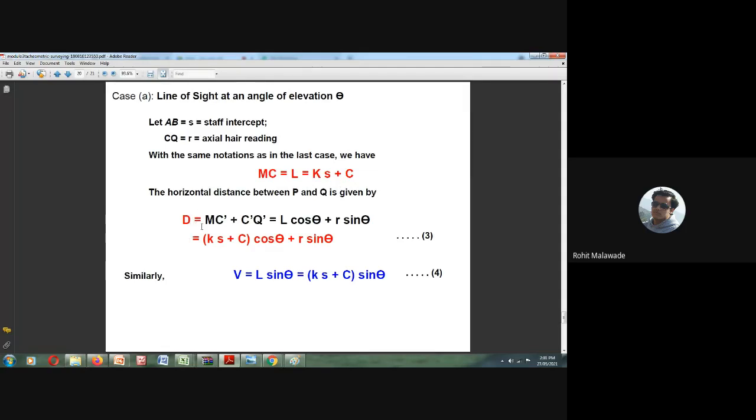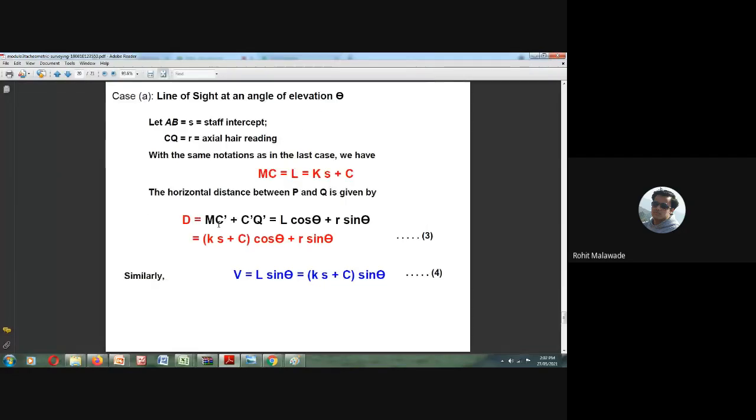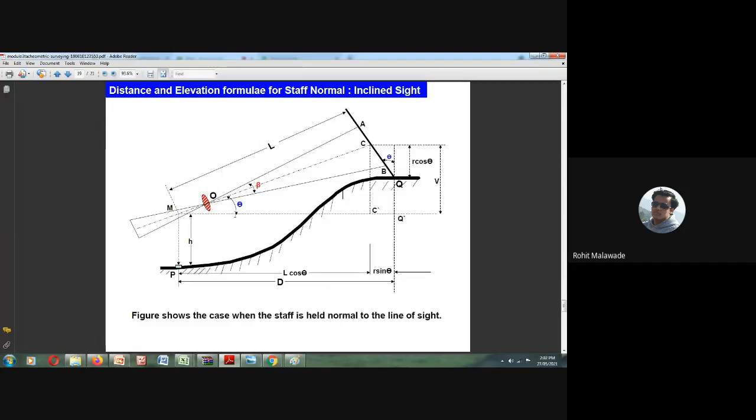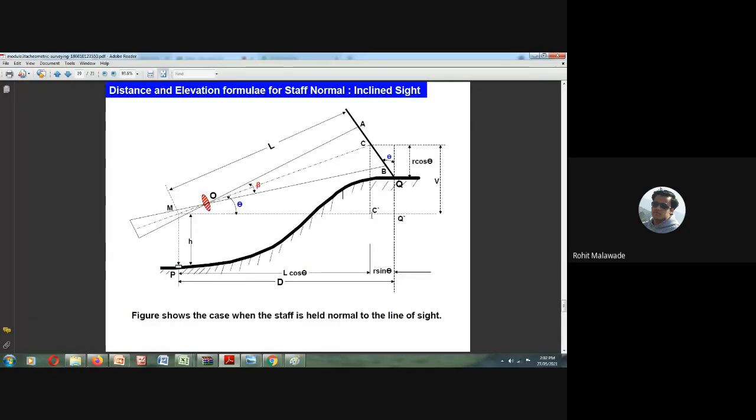So the horizontal distance D will become equal to MC dash plus C dash Q dash. Because here we have the line of sight MC dash, and we want the distance MQ dash, that is the horizontal distance.